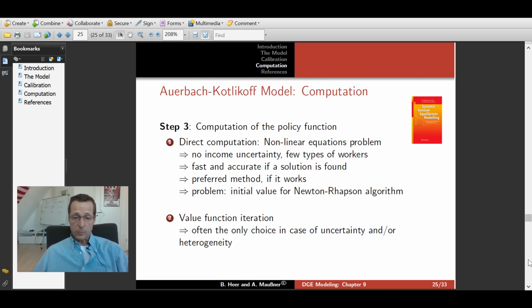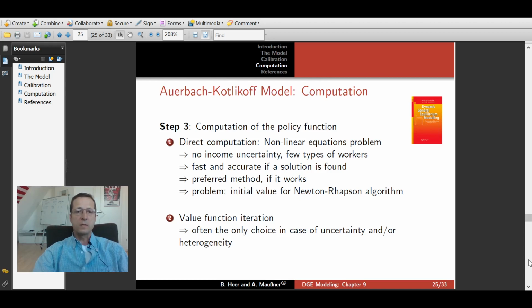If this is not possible, and we will get to know an application in chapter 6.4 of my book on public economics, where we have income uncertainty, and we show that the number of possible outcomes of different individuals amounts to a couple of billions, well, in this case, we resort to value function iteration, and this will be considered in the next video.